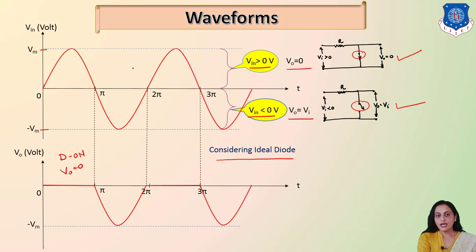And during the negative half cycle, that is from pi to 2 pi, diode is off, and due to diode being off, output voltage is equal to input voltage. And you find over here that the positive portion of the input signal is being clipped off, and that is why this is called the positive clipper.